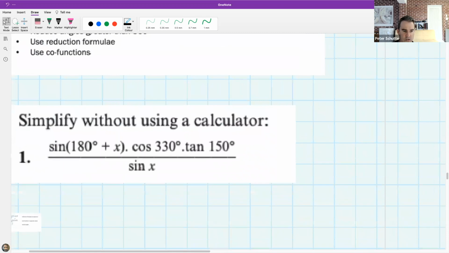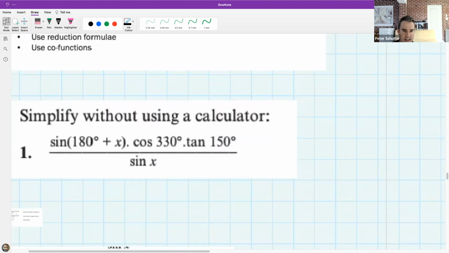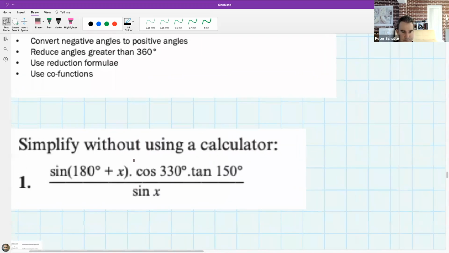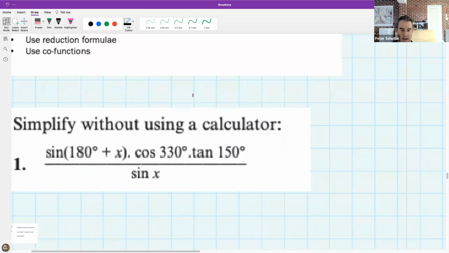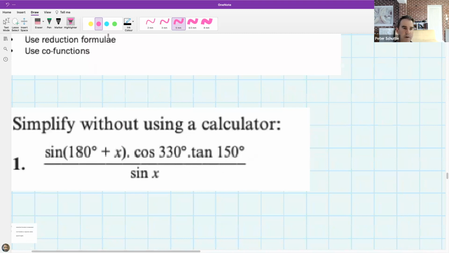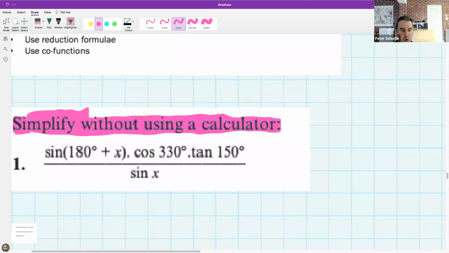Let us try and do a question like this one over here. I know it's a bit vague, but let's finish with this one today. It says simplify without a calculator. So this is a typical exam question, and you are given 4 little pieces to break down. I want everyone to start by doing the yellow one. See what you get for that.